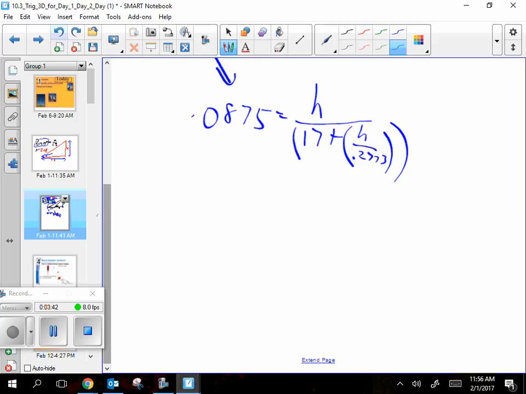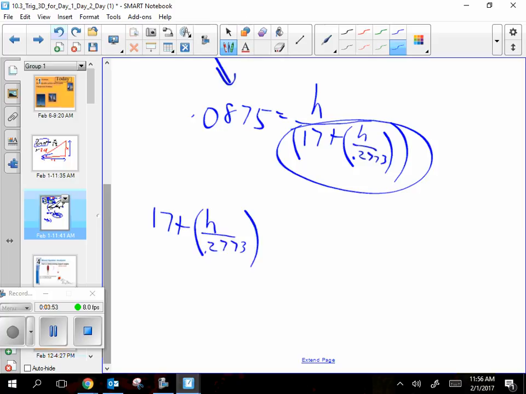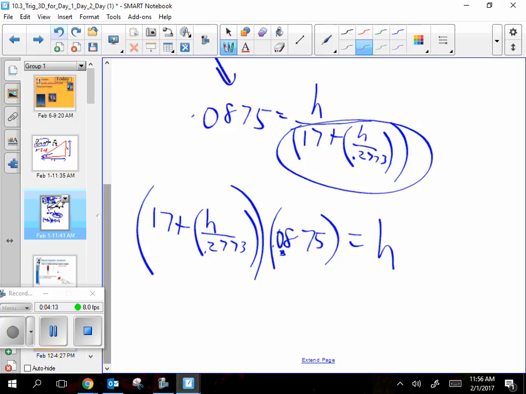To begin with, I want to get this out of here. Having a fraction's a pain, so I'm going to multiply both sides by that. 17 plus h over 0.2773 is being multiplied by 0.0875, sorry, equals h. And then I again have a fraction in my problem. Maybe I should just multiply this thing out.